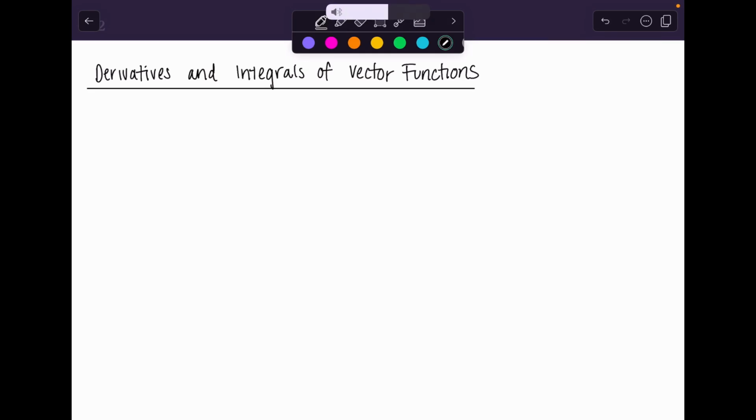The natural next thing, since we've talked about limits, is going to be how we can go through derivatives and then integrals of vector functions. And hopefully you can kind of guess already, it is just going to be taking derivatives and integrals component-wise. So we're going to start with going through our derivatives.